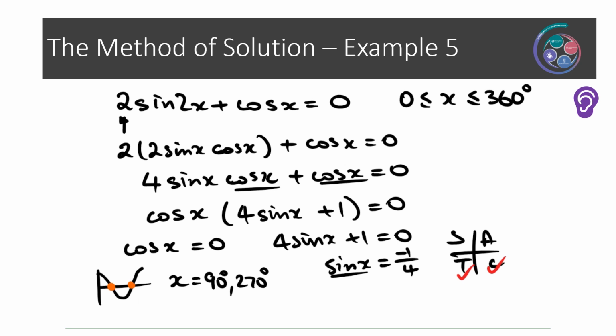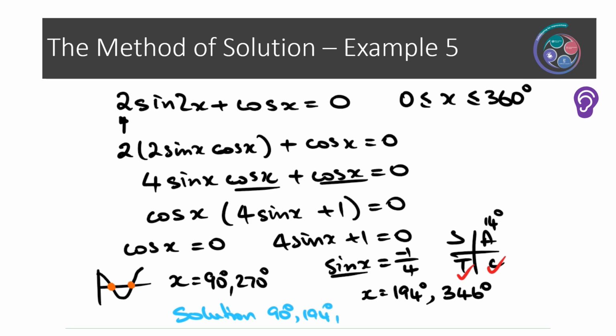Calculator for inverse sine a quarter tells me it's 14 degrees. So the answer you're going to be looking for is 180 add 14, which is 194, and 360 minus 14, which is 346. So all we need to do now is just tidy it up for the marker. So the solution is in order 90 degrees, 194 degrees, 270 degrees, and 346 degrees.